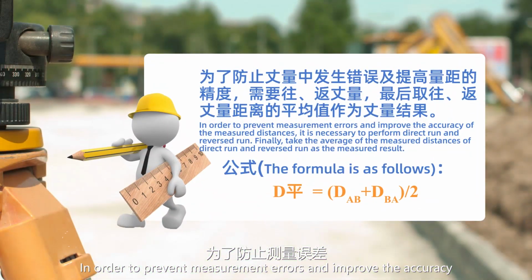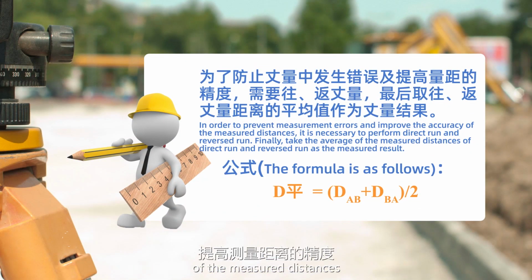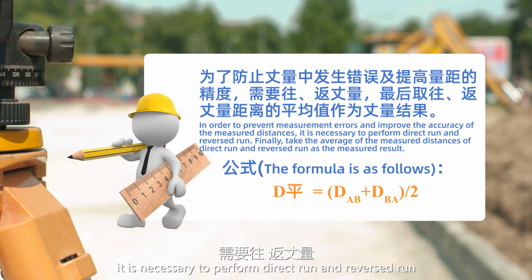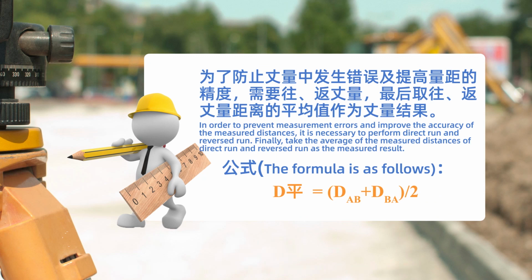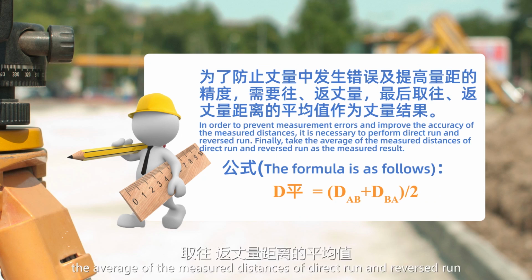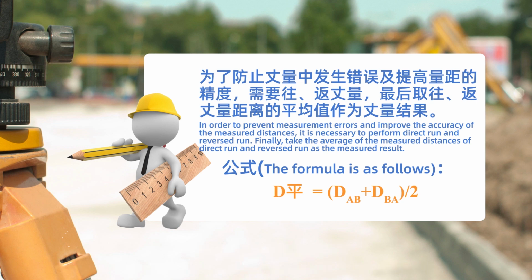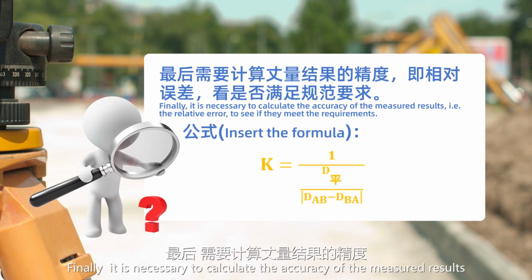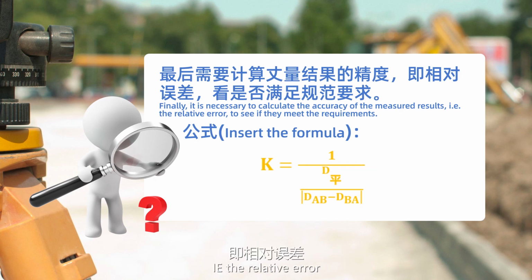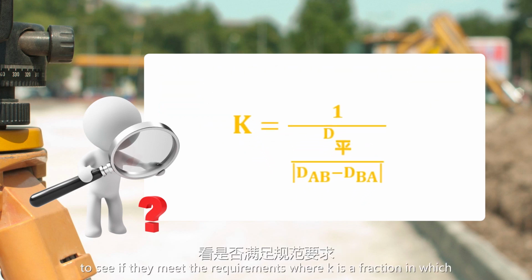In order to prevent measurement errors and improve the accuracy of the measured distances, it is necessary to perform direct run and reversed run. Finally, take the average of the measured distances of direct run and reversed run as the measured result. The formula is as follows. Finally, it is necessary to calculate the accuracy of the measured results, i.e. the relative error, to see if they meet the requirements.